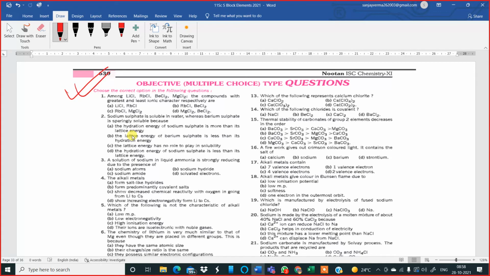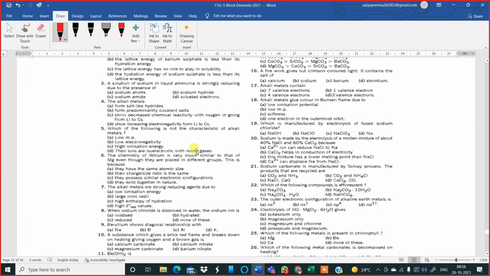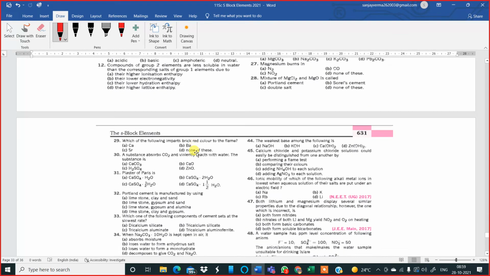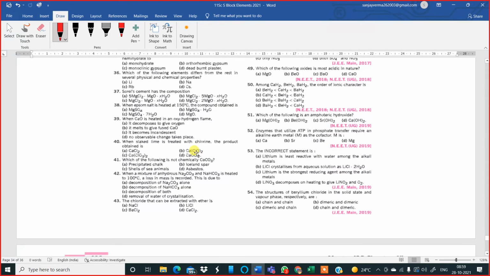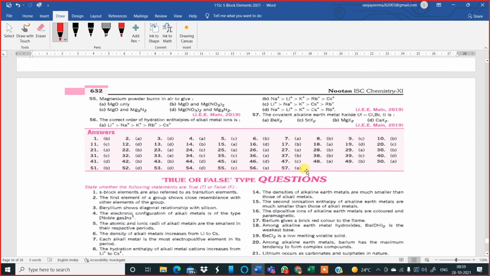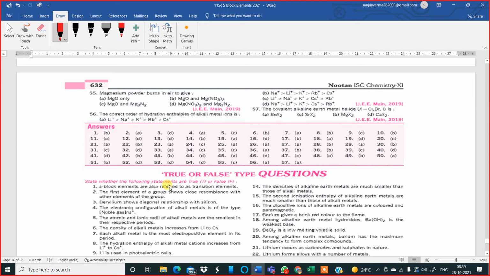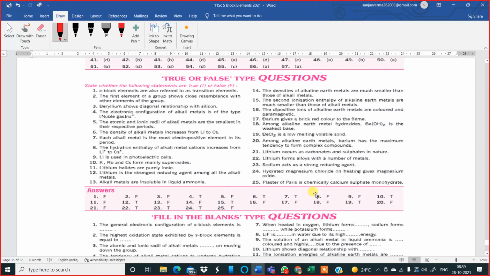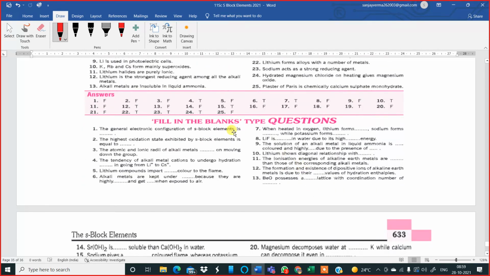The answers you'll find there only, after the questions. So try to tick the correct options, and prepare for your examination. The answers you'll find over here. Along with these MCQs, try to solve the true or false type questions. The answers of this are also given over here. And most importantly, never leave out any fill in the blanks. Fill in the blanks also help you prepare a lot for the chapter.